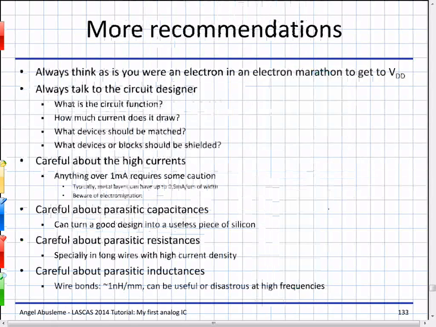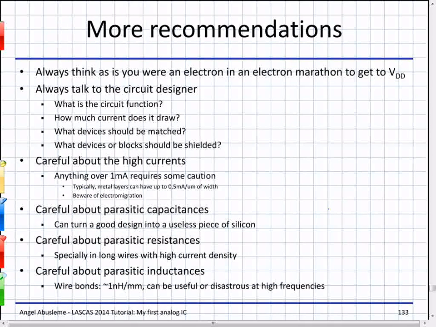Some more recommendations. When you are designing any wire, any interconnection, think as if you were an electron in a marathon of electrons trying to get to VDD. Many of them, right? Many electrons, and you want the easiest path, the easiest way to get to VDD. Always talk to the circuit designer. If someone else designed the circuit, talk to him or talk to her. What's the circuit function? How much current? What devices should be matched? You want to know that. What needs to be shielded?